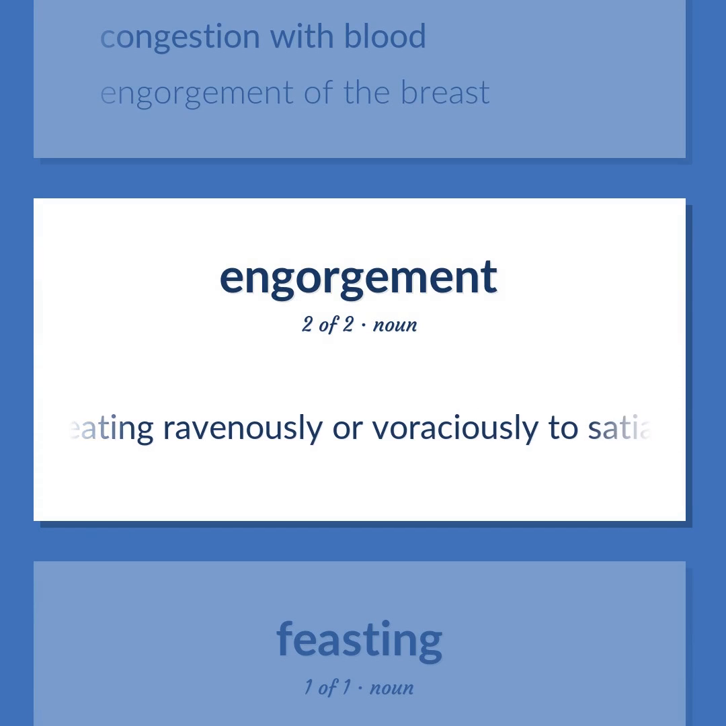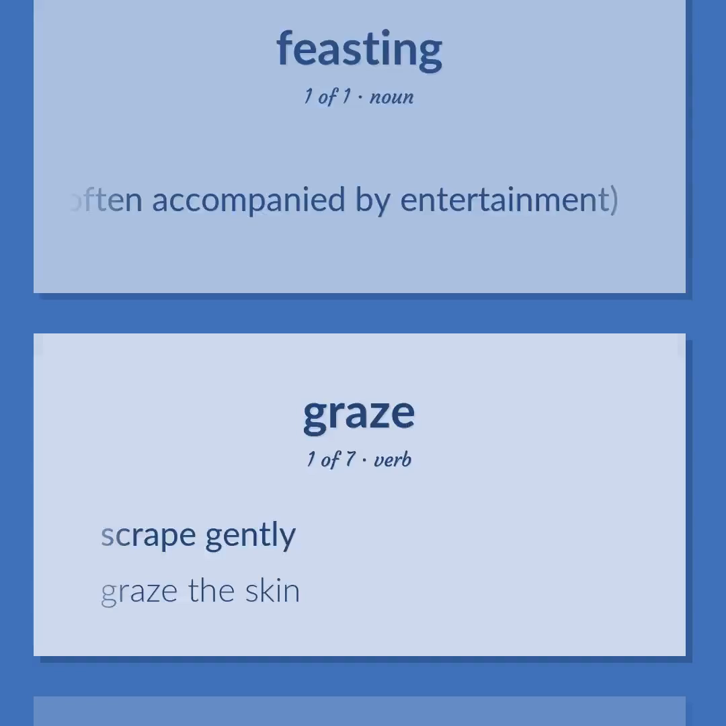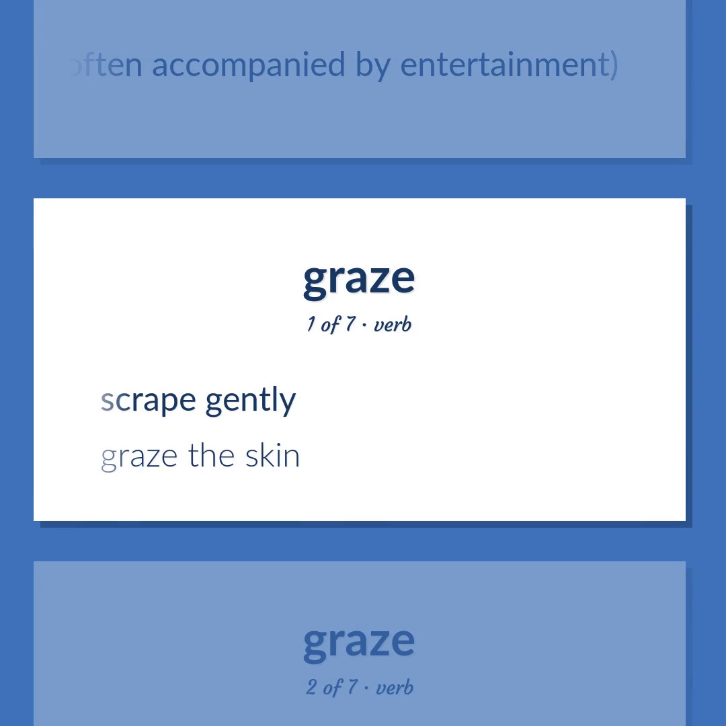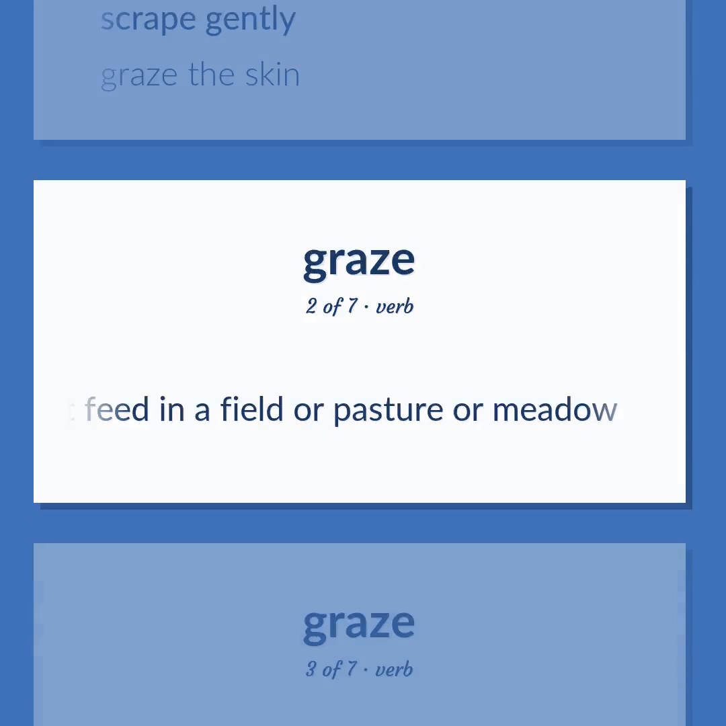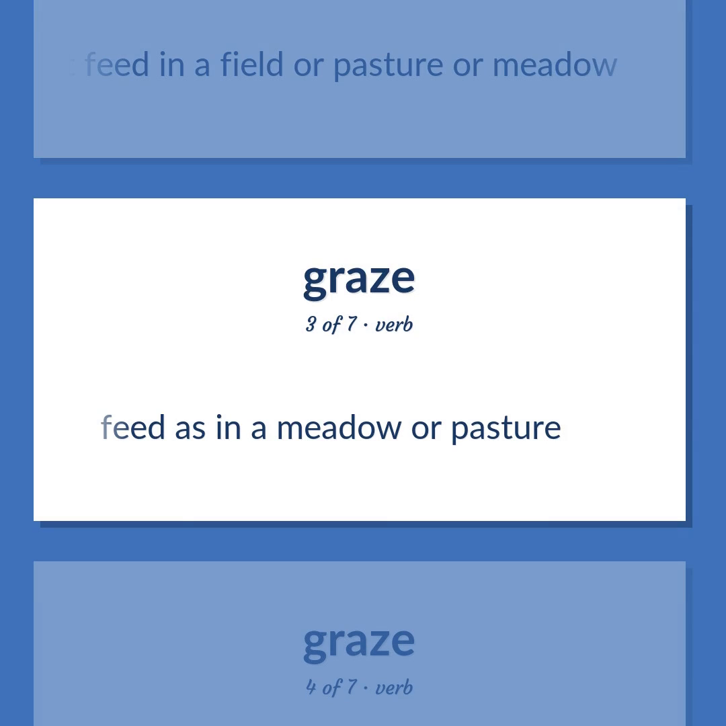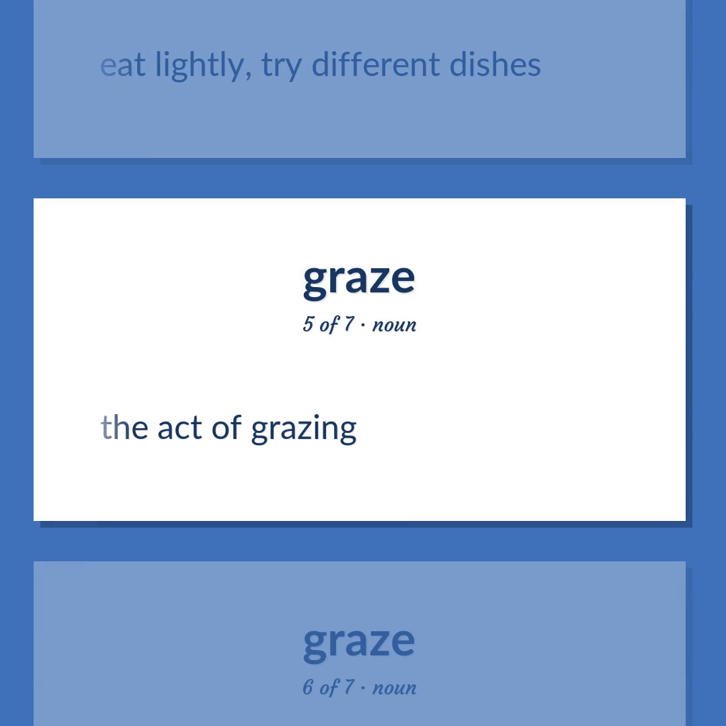Eating ravenously or voraciously to satiation. Eating an elaborate meal, often accompanied by entertainment. Scrape gently. Graze the skin. Let feed in a field or pasture or meadow. Feed as in a meadow or pasture. Eat lightly, try different dishes. The act of grazing.